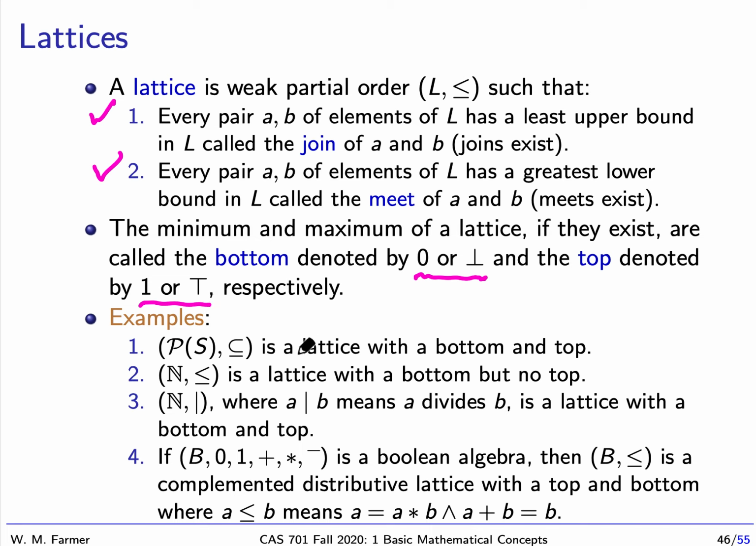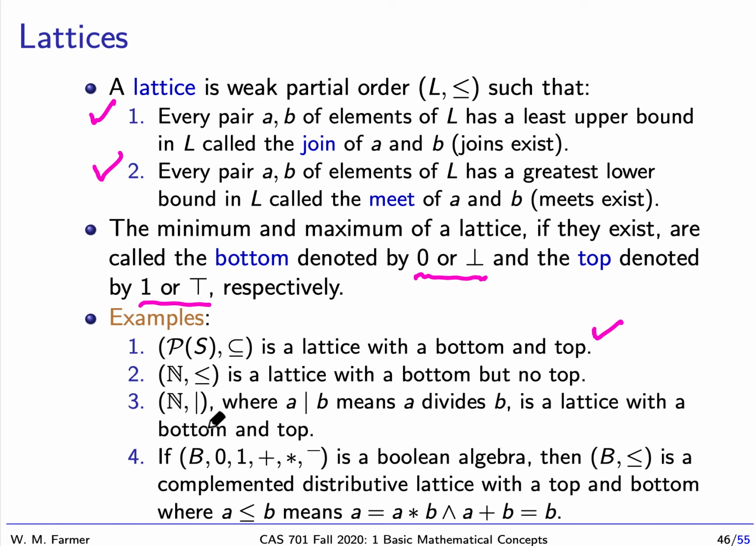So I've given some examples of lattices here. This is one of the most common, most well-known examples. We have the power set of a set, and we have the subset or subset-or-equal relation. This lattice has both a bottom and a top. The bottom is the empty set. The top is the set S. If we take the natural numbers with less than, it is a lattice, but it does have a bottom. 0 is a bottom, but it has no top.